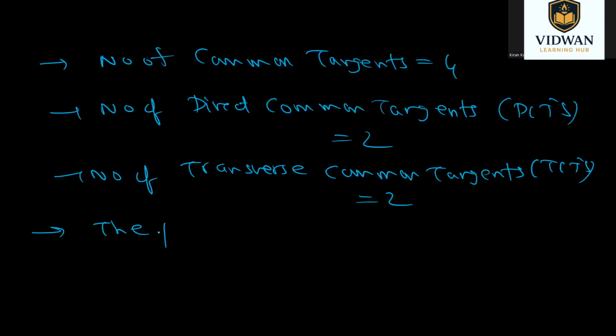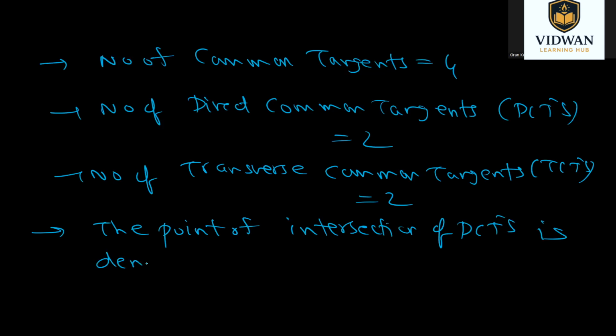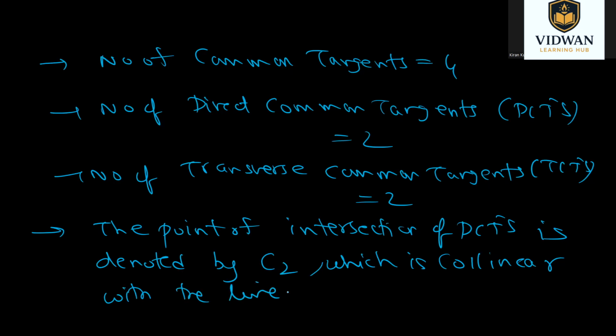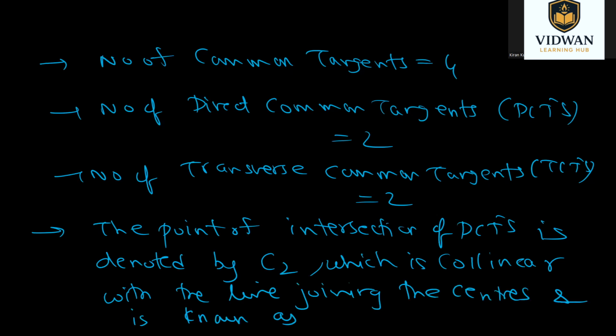So the point of intersection of DCTs, direct common tangents, is denoted by C2, which is collinear with AB, the line joining the centers, and is known as external center of similitude. This is called by the name external center of similitude.